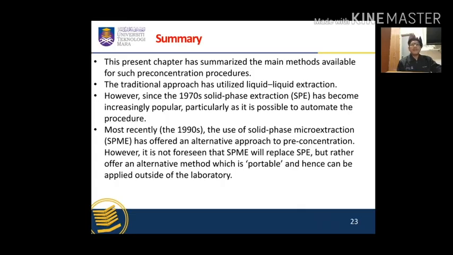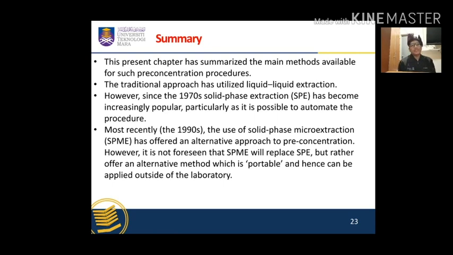For summary, the presence of trace organics in natural water and wastewater can often cause a problem in terms of the selected analytical technique. So it's hard for us to know which method is suitable for this type of sample. In order to be able to quantify the concentration of trace organics in each sample, an appropriate method of pre-concentration therefore needs to be selected. So this lesson has summarized the main methods available. The traditional approach has utilized liquid-liquid extraction.